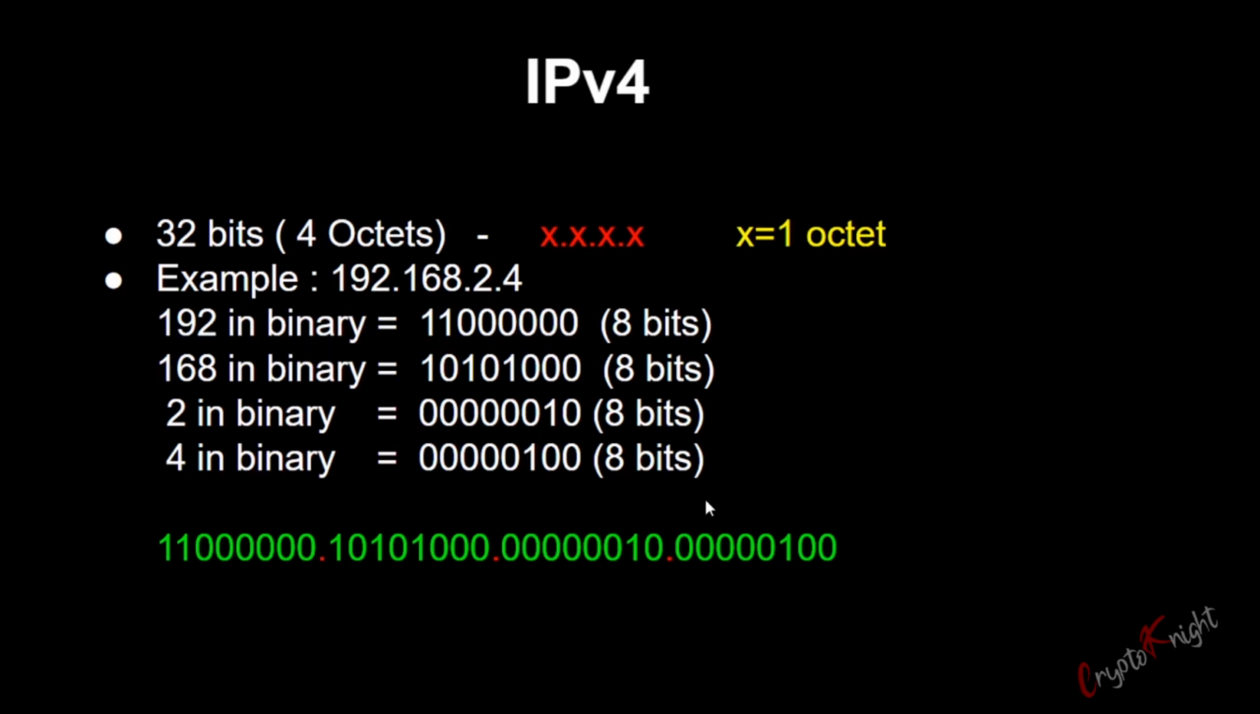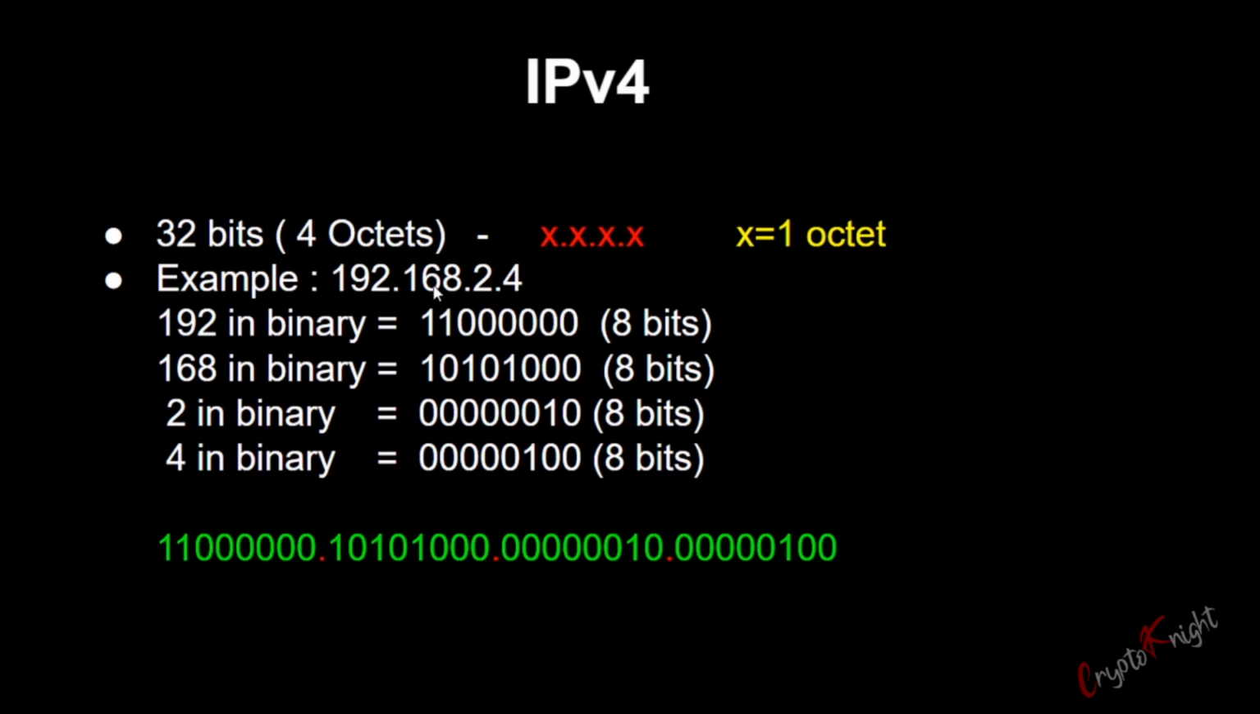Okay, so there are 4 parts, each represented by x over here, and each x is known as an octet. So this is one octet, this is the second octet, this is the third octet, and this part is the fourth octet. Each octet is separated by a single dot, and if you count each 1 and 0 over here, there are 32 bits. So for example, this is the IP address 192.168.2.4. So I need to convert it into binary.